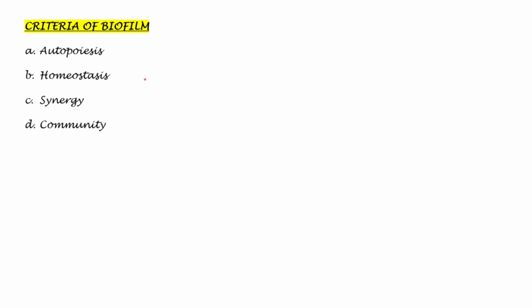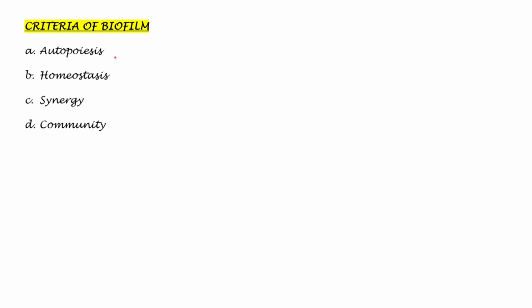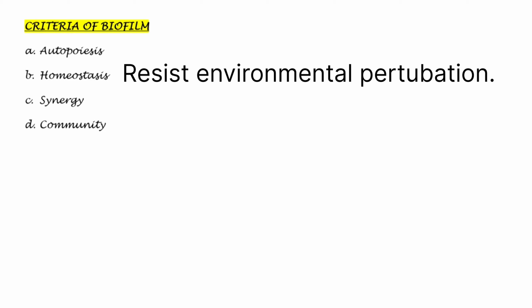Let's see the criteria of biofilm. How do bacteria function in the biofilm? The first is autopoiesis. Autopoiesis is the ability to self-organize. The bacteria within the biofilm can adapt to environmental conditions and they can self-organize. The next is homeostasis. Homeostasis is the ability of the bacteria in the biofilm to resist environmental perturbations.